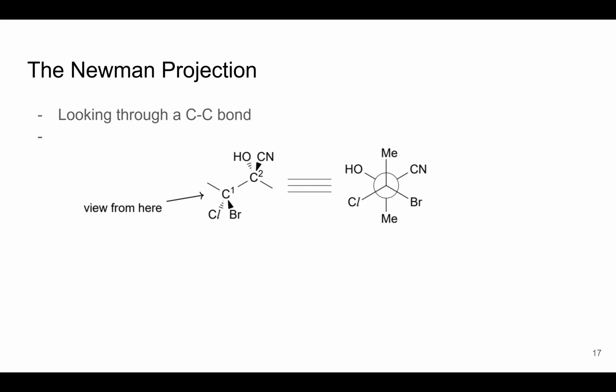The Newman projection is something we use to look through a C-C single bond, or sometimes a double bond is also okay, but usually we use it for C-C single bonds. For example, if you have this molecule, you look through the C-C single bond and draw a circle in between to represent a certain depth. Then you place the three groups at the back of the circle.